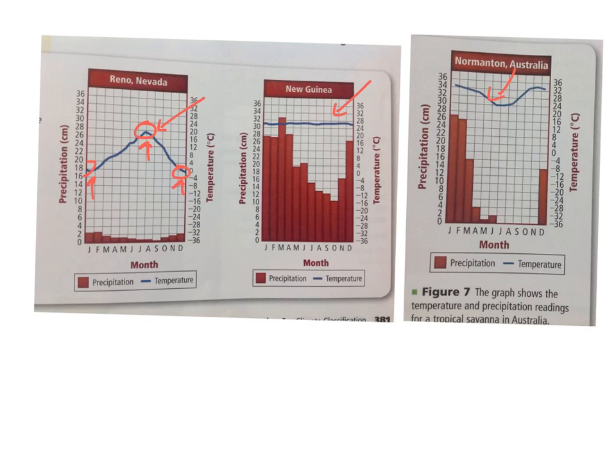Now, let's take a look at New Guinea. Do you notice the fact that the temperature almost doesn't change at all, and it's quite warm? Well, that's probably going to give us something similar to our tropical climate. Now let's take a look at the precipitation. It's extremely wet there. I mean, lots and lots of rain all year long.